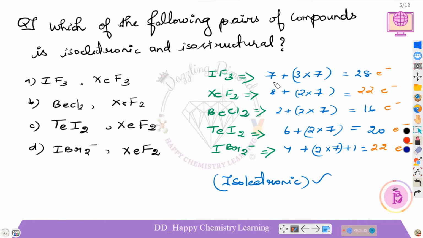Like IF3, you have 7 valence electrons for iodine, right? Then for fluorine, 7 into 3, you will be getting 28. Okay, solve like that. I'm not explaining in detail. So this is the total number of electrons we will be obtaining, right? Hence you can see XeF2 and IBr2 minus have the same number of electrons. Hence these are considered to be isoelectronic species. And another thing, we should also see whether they are isostructural.